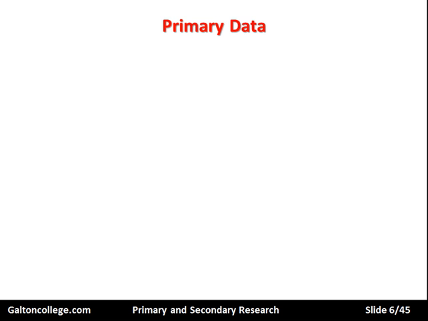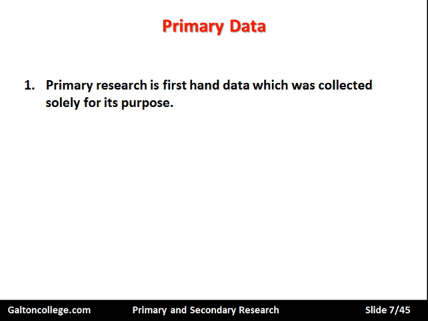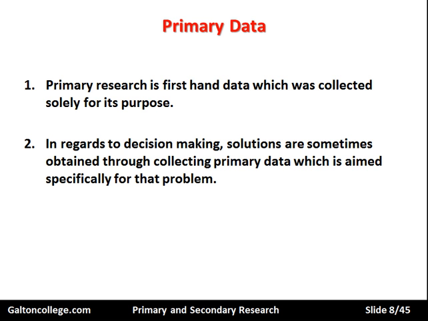Now let's look at primary data. Primary data is first-hand data, and it's collected solely for its purpose. So primary data is data that's collected from source for a particular purpose. With regards to decision making, solutions are sometimes obtained through gathering primary data which is aimed specifically at the problem.